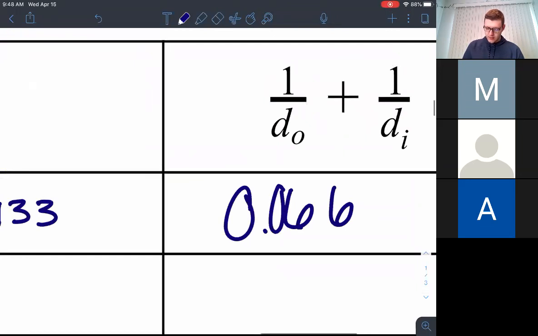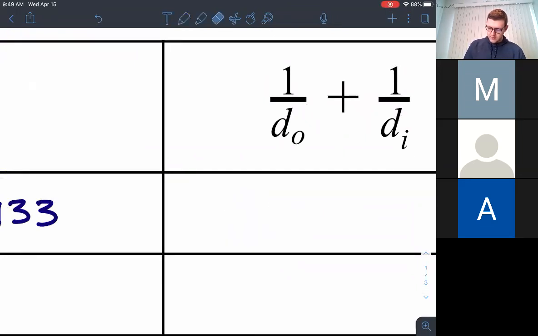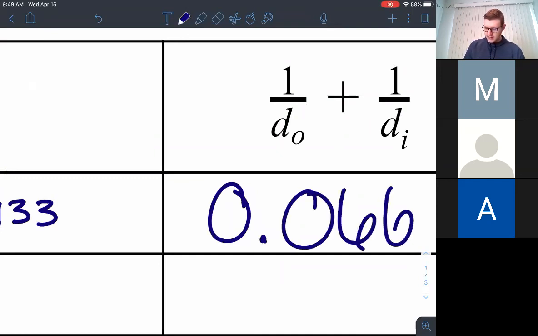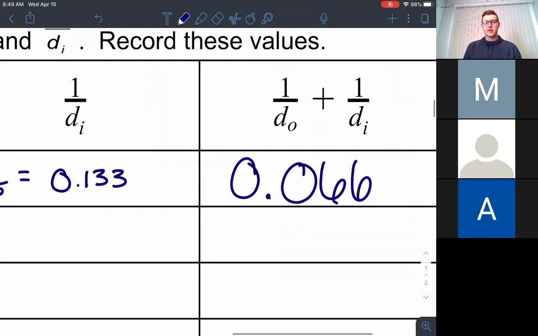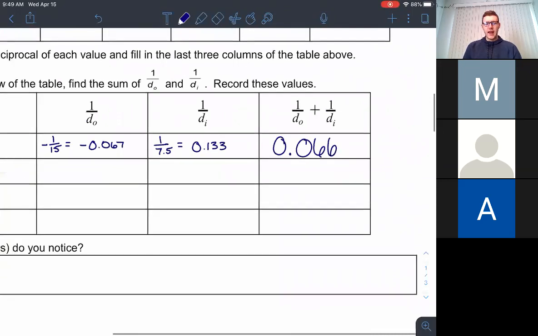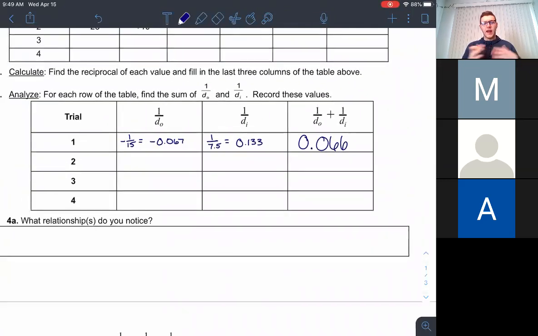Oh, perfect. Oh, I wrote it down wrong. There we go, 0.6. Awesome. Okay, so now that we found that value, let's take a look at 4A. We can come up with this great information even though we haven't done 4 trials.